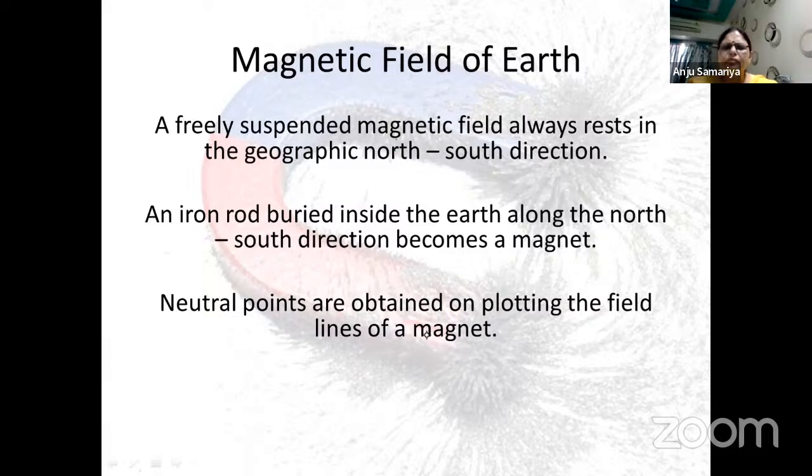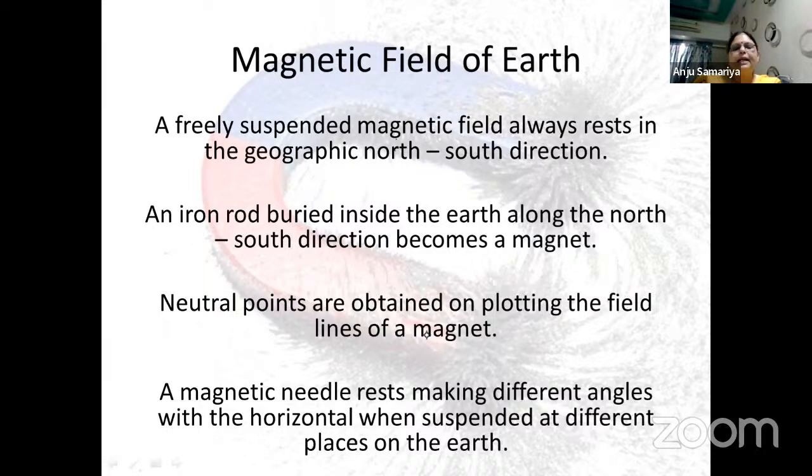So a freely suspended magnet always rests in geographic north and south. An iron rod buried inside the earth along the north-south direction becomes a magnet after a long period of time, maybe 2-3 months. Neutral points are obtained on plotting the field lines. So these are the evidences that Earth is a huge magnet. A magnetic needle rests making different angles with the horizontal plane when suspended at different parts of the earth.